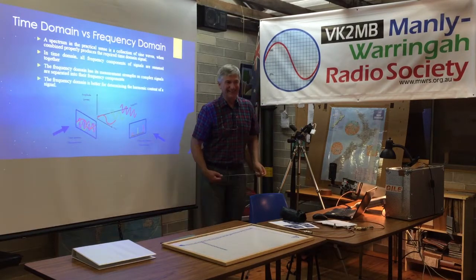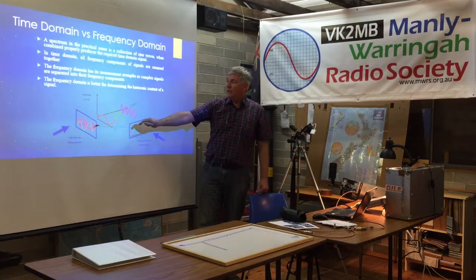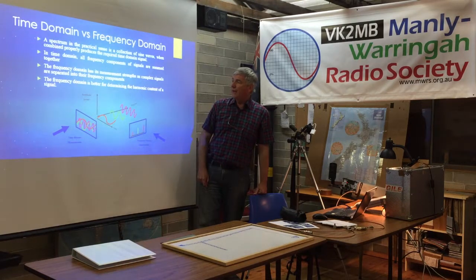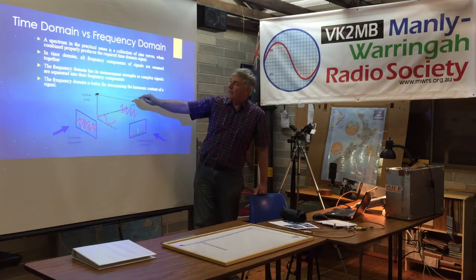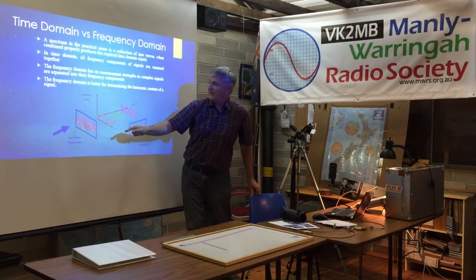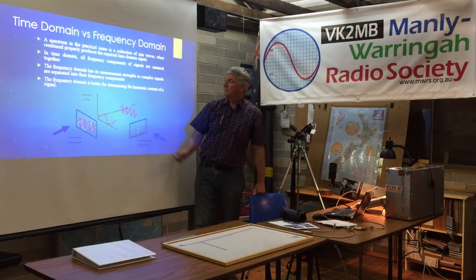So the time domain is what cathode ray oscilloscopes, CROs, look at. What you look at is the signal as it varies in amplitude over time. So with a CRO looking this way, that's what you're seeing. With many signals, they all appear as a jumbled up mess.